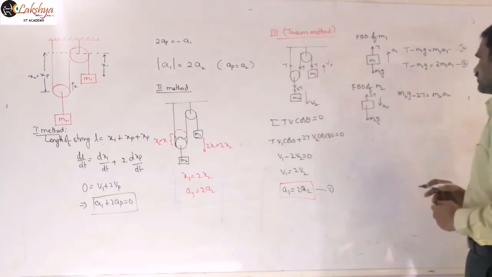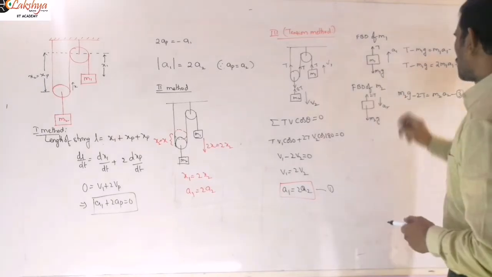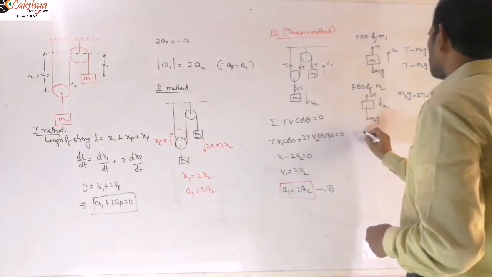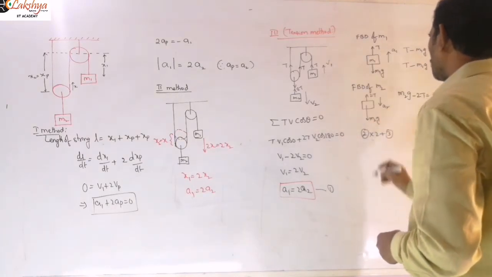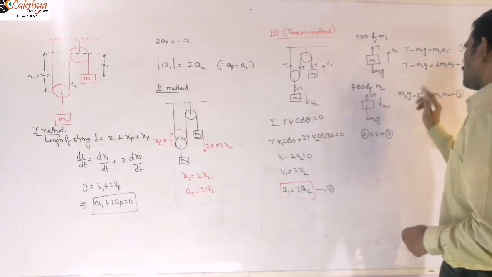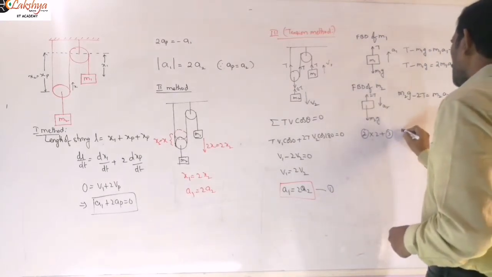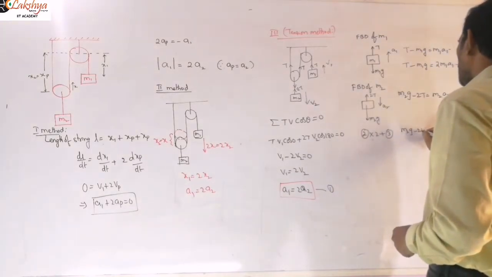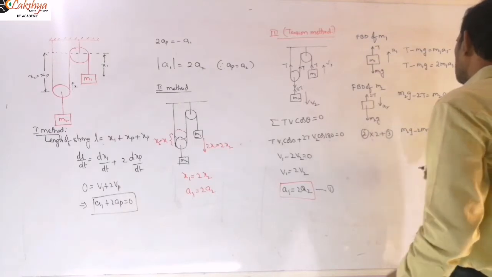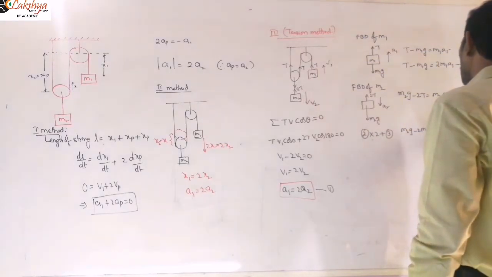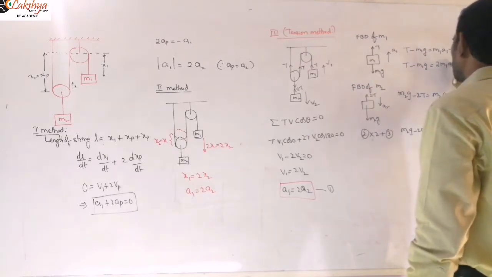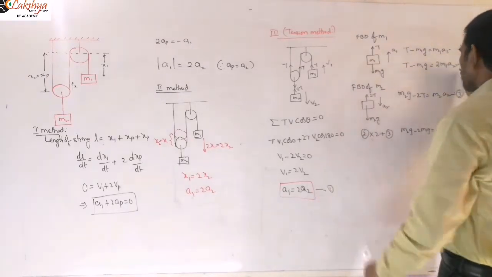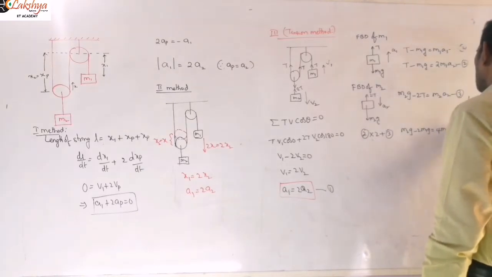Then we can solve these equations here. This is our equation 2, and let us add them. That means equation 2 into 2 plus equation 3. Then this 2 M1 G will be cancelled. Then what we can write is M2 G minus 2 M1 G is equal to 4 M1 A2 plus, after substituting A1 with 2 A2, M2 A2.